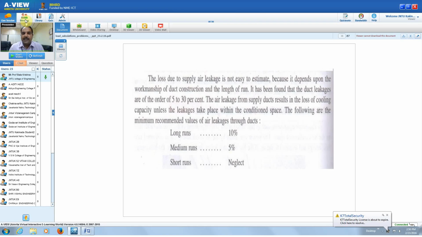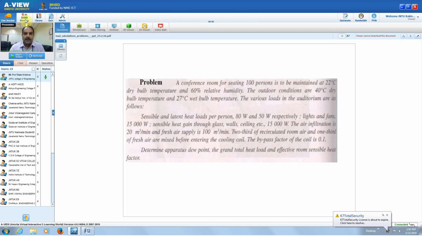Long runs have to be taken as 10%, and medium runs, that means the length of the duct. Long run means the length from the outside plant to the room. The medium run is 5%, and if it is very short, then there is no need to consider the leakage load. These are some things you have to consider before calculating the cooling loads. Then we get some problems when we solve.